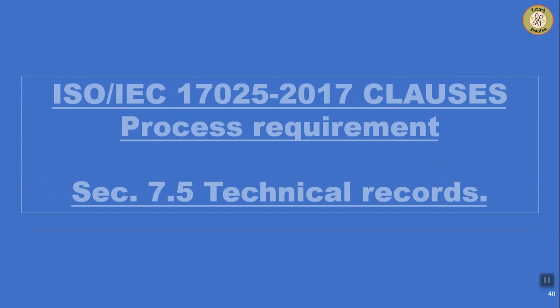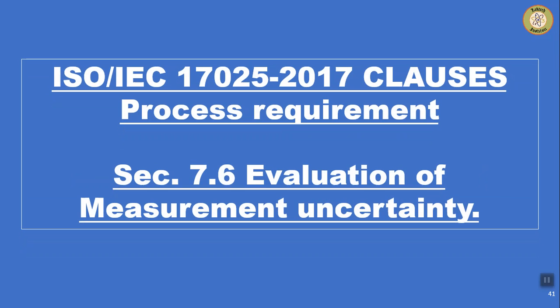So this 7.2 has two subsections, and then 7.3 sampling, then 7.4 handling of items, 7.5 technical records, 7.6 measurement uncertainty. This is again a new kind of terminology. What is measurement uncertainty? In an industrial scenario, we have heard of measurement system analysis, that is MSA. Here it is different from that. This is a much improved version. If you are defining measurement uncertainty, then you don't need any MSA further for your tests and calibrations, which is recognized. So this is a much improved, advanced method of validating your measurement system.